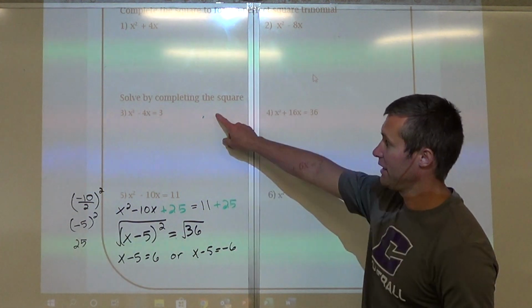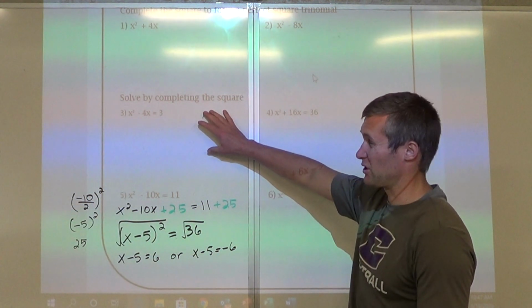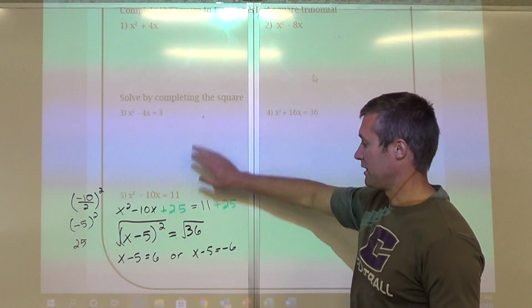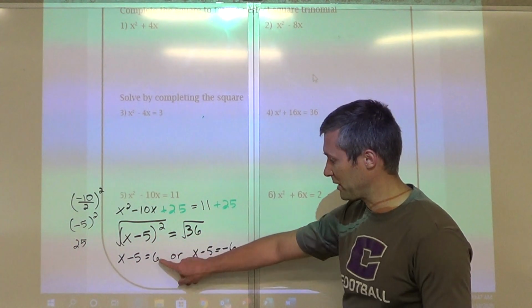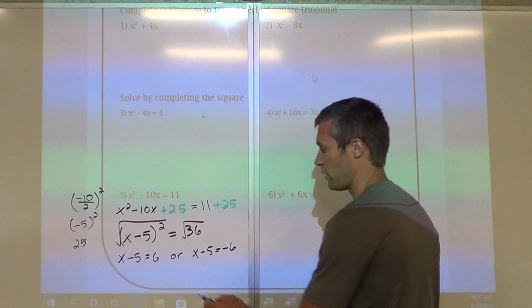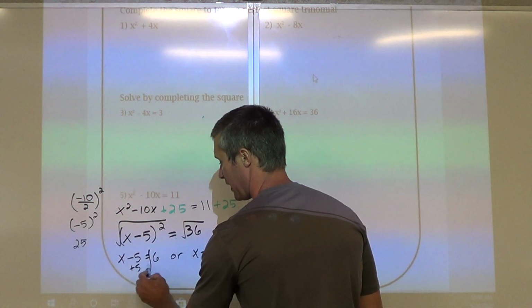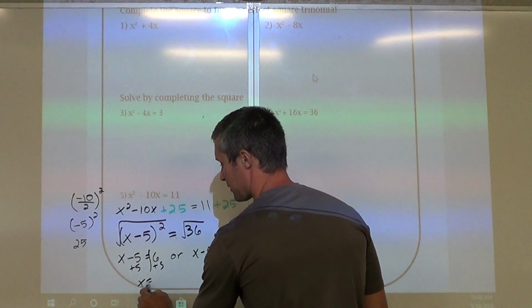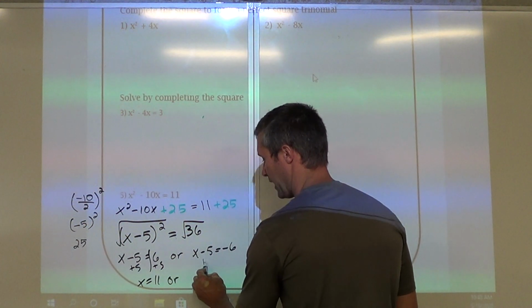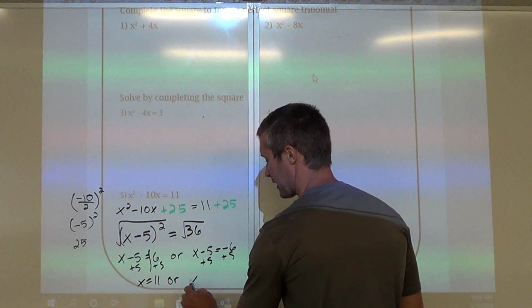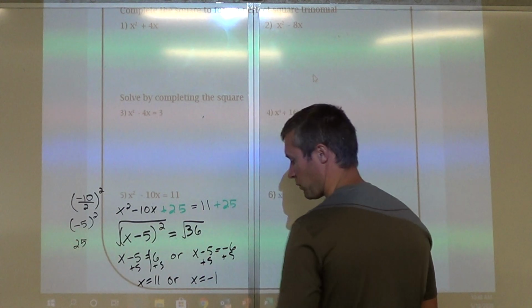So remember, earlier we didn't have a perfect square, so we just left it as a square root. If we do get a perfect square, make sure we put the positive and negative. And then we can solve. Add 5, x equals 11, or we add 5, x equals negative 1.